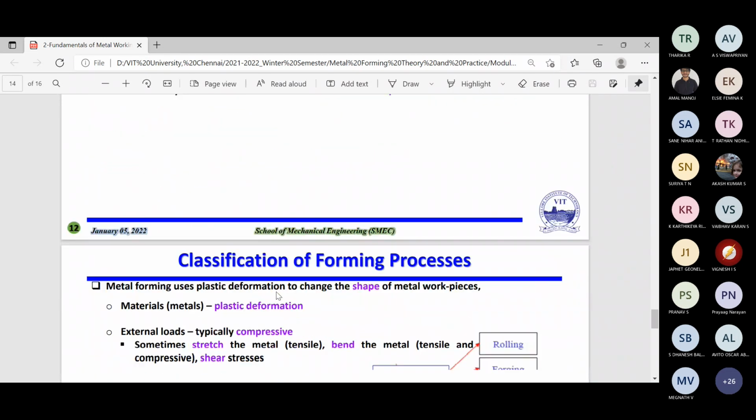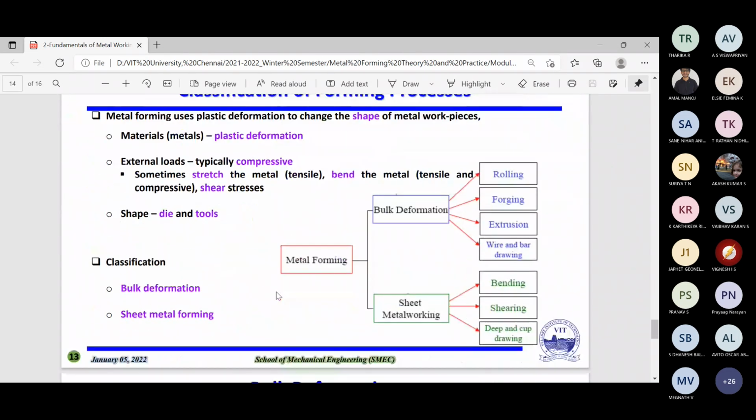Based on this also you can classify. If you look at the forming process, as I just mentioned again, this is plastic deformation, and the external load is typically compressive. Sometimes you stress the metal, which is tensile, and bend the metal. So we have tensile and compressive, and sometimes shear stress, which is force per area. Here we use dies and tools to prepare the metal forming, or the plastic deformation.